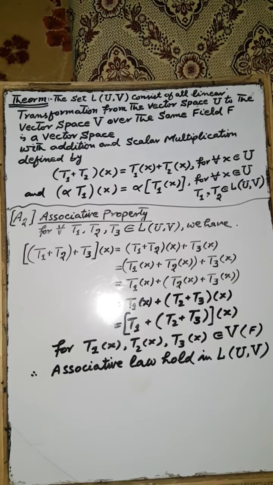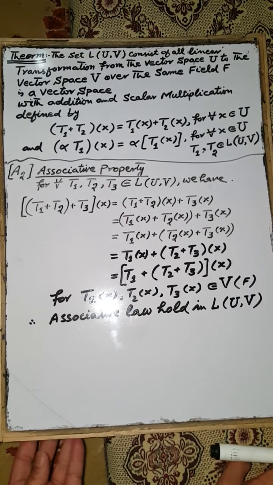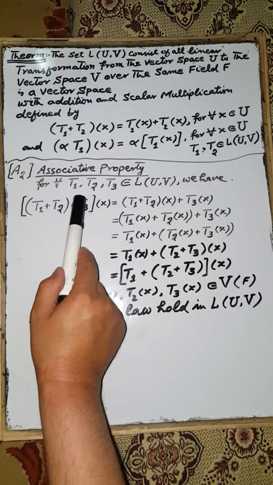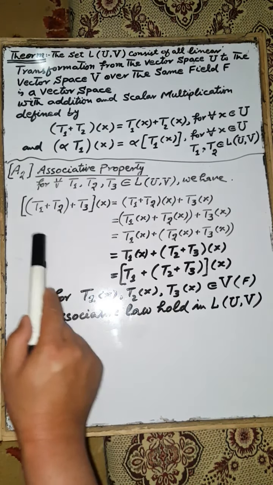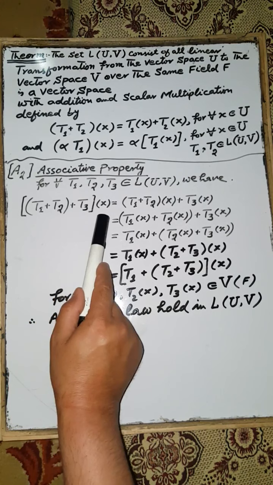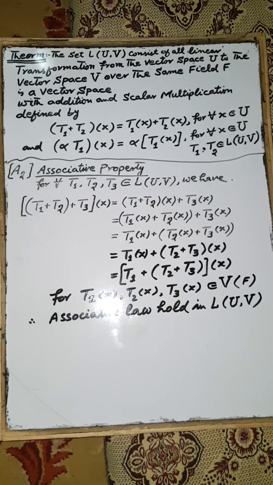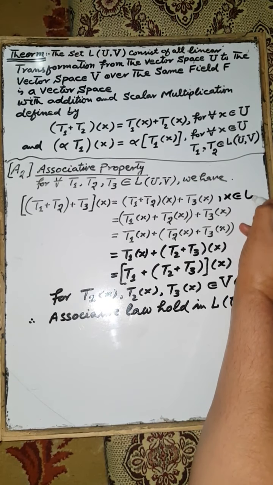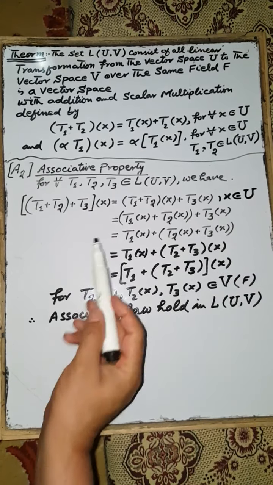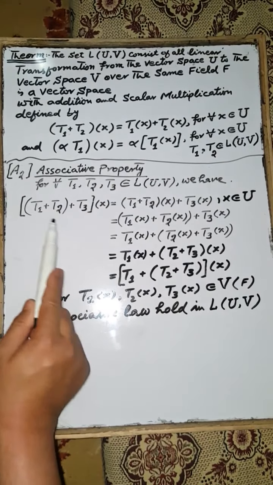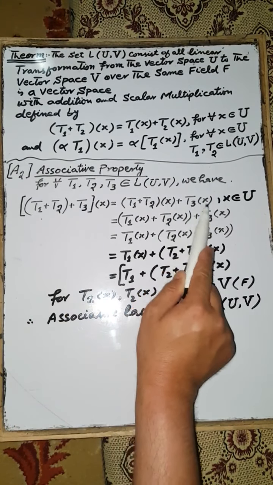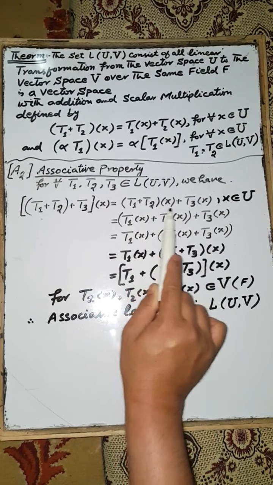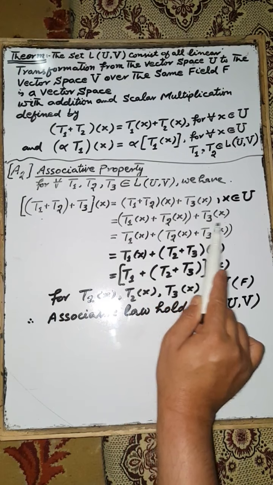Now to check the second condition, the associative property with respect to addition. Let us select three linear operators T1, T2, T3 such that (T1 + T2 + T3) applied on the element x of the vector space U over the field F is equal to, according to this condition, (T1 + T2)x + T3x, and (T1 + T2)x is equal to T1x + T2x plus T3x.